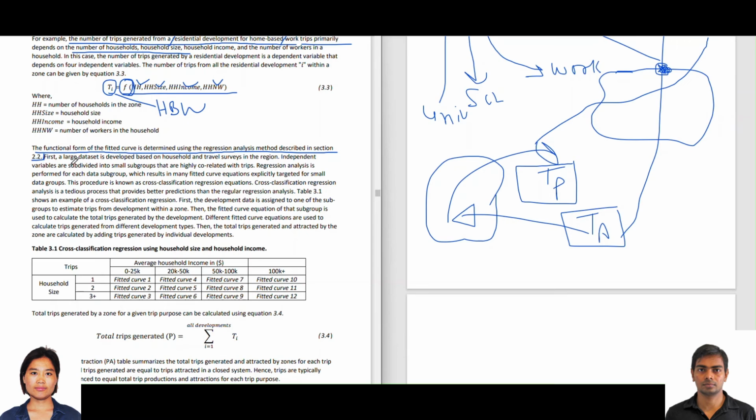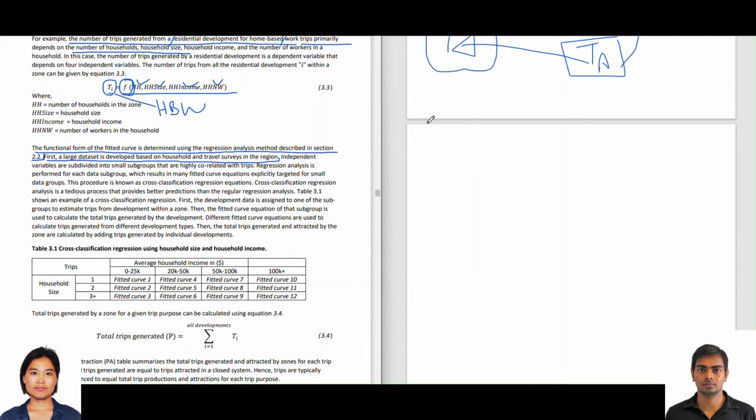which is what I mentioned. So what we do is, first a large data set is developed based on the household and travel survey in the region. So first what we do is we go and collect a lot of data, and we have usually household data. Household data includes household income, number of children. There is a long list of data that comes under the household data. Household income, and how many cars they own, what kind of cars they own, whether a married couple lives there or not. So household data is very detailed.